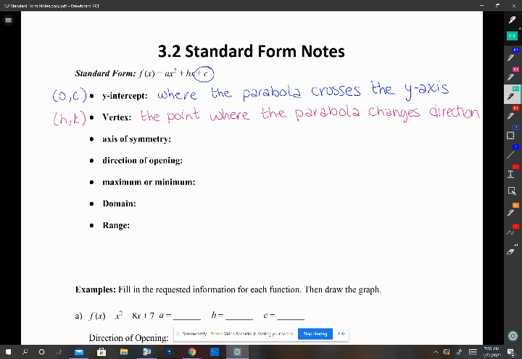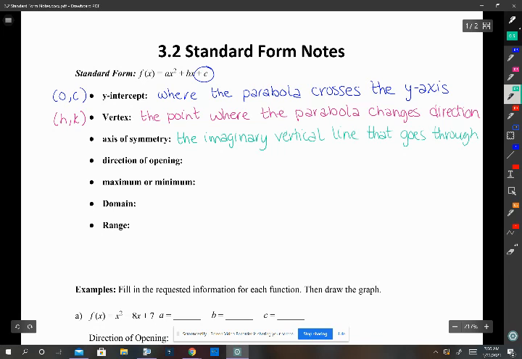Remember, the axis of symmetry is the imaginary line that goes through the vertex. And maybe we should say the imaginary vertical line so that you remember that it's vertical. So it goes through the vertex. And remember, that is always an equation, and it's x is equal to the h value of your vertex every single time.